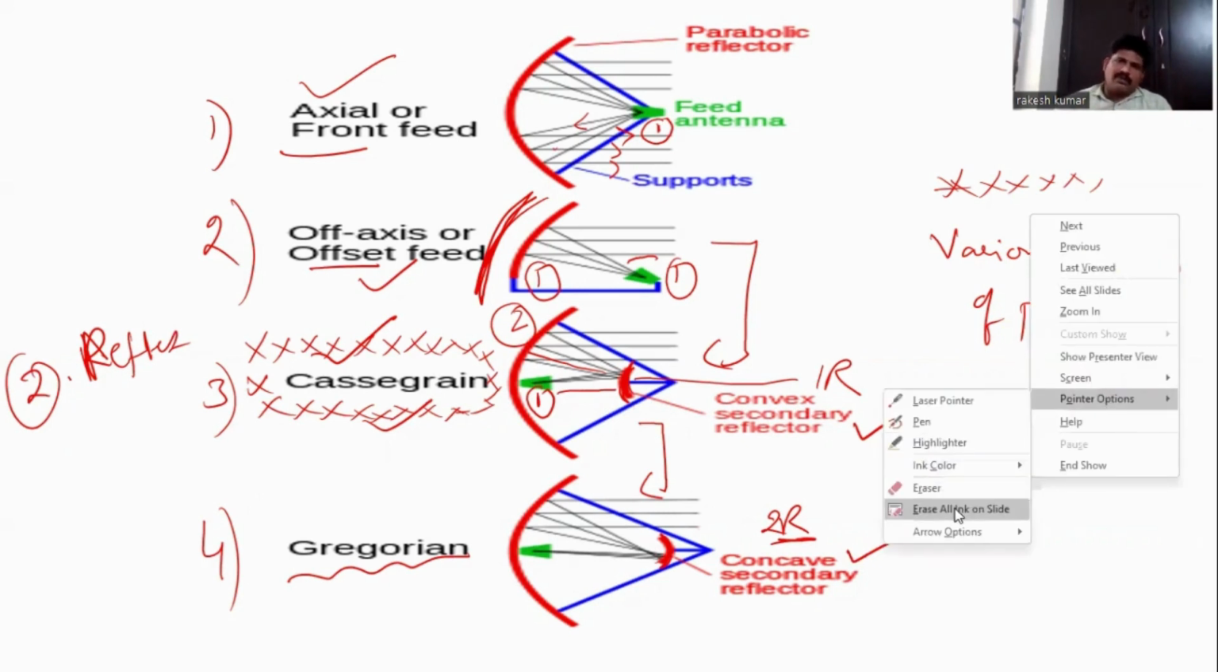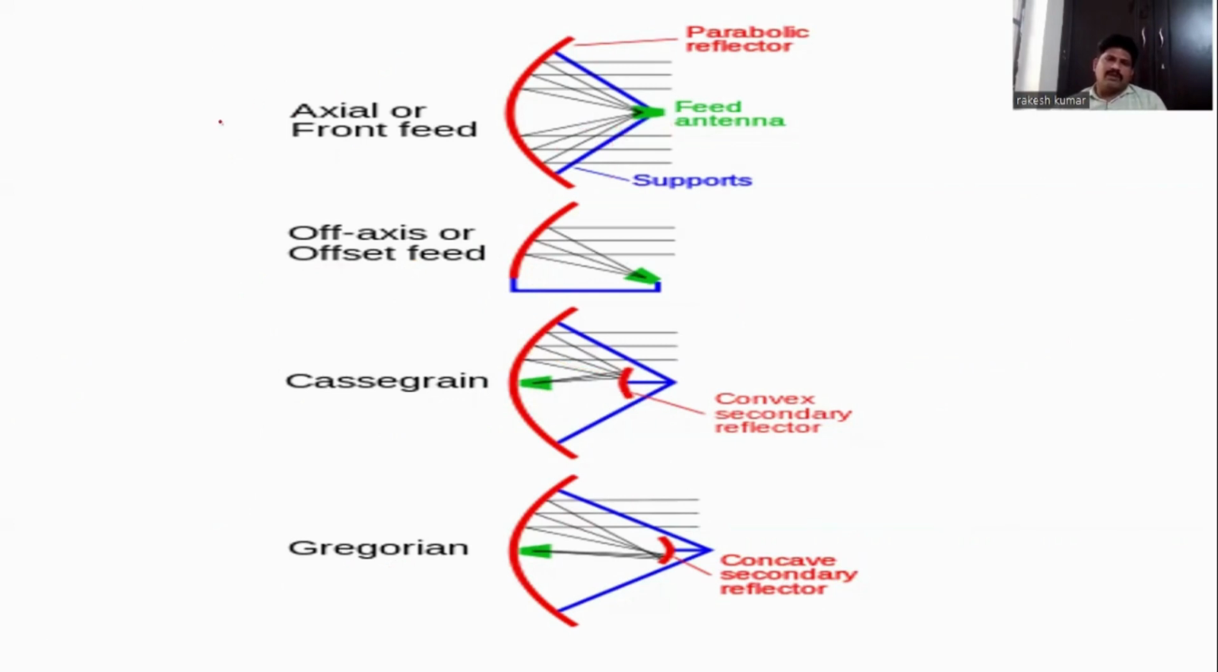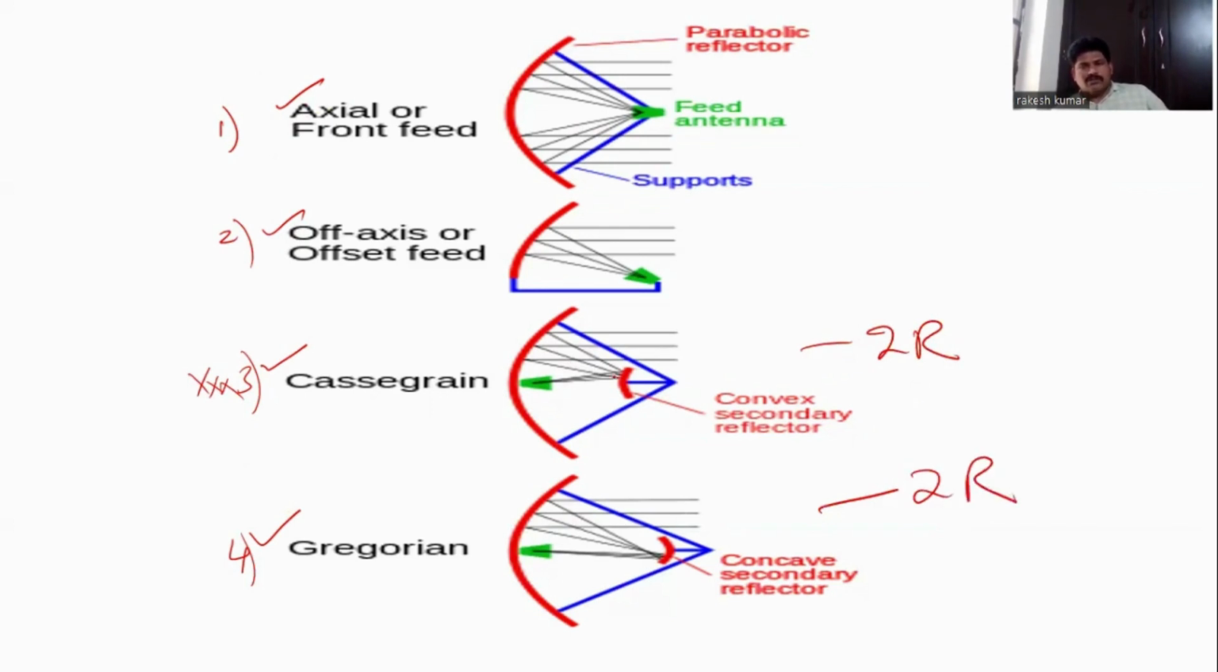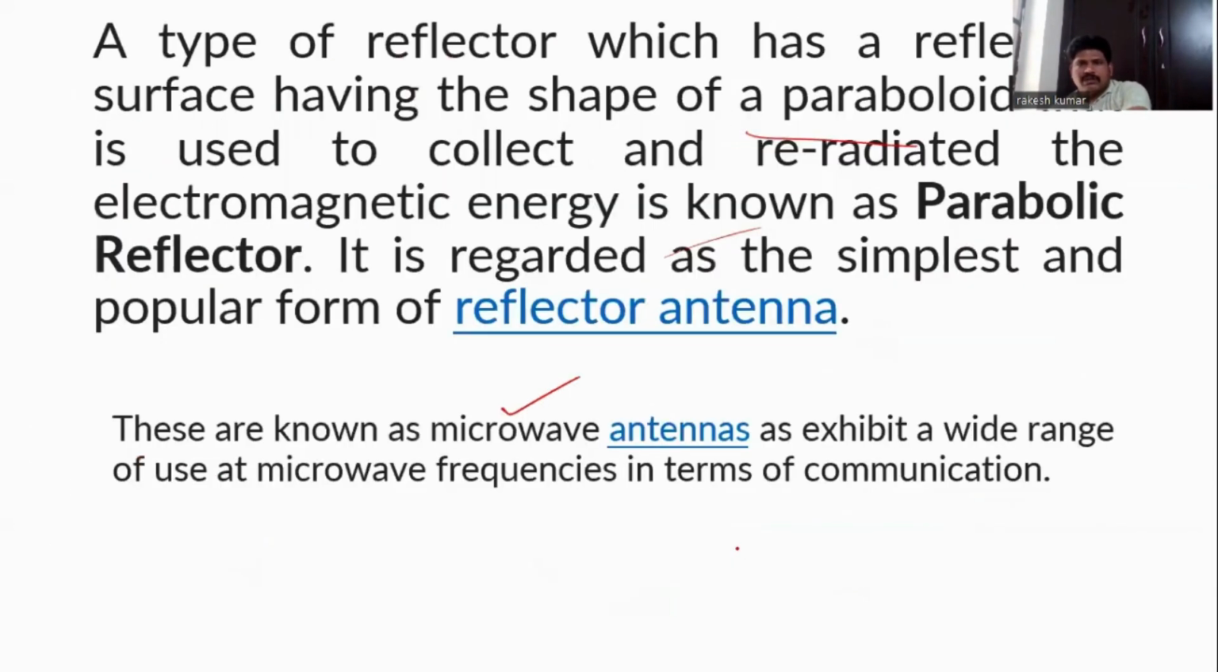Tell me, what are the various types? This is a very important question. The first one is axial feed, the second one is offset feed, the third one is Cassegrain, and the fourth one is Gregorian. What is the most popularly used? It is Cassegrain. How many reflectors are there in Cassegrain? Two reflectors. Gregorian also has two reflectors. But if the primary or first reflector is convex, we call it Cassegrain. If it is concave, we call it Gregorian.